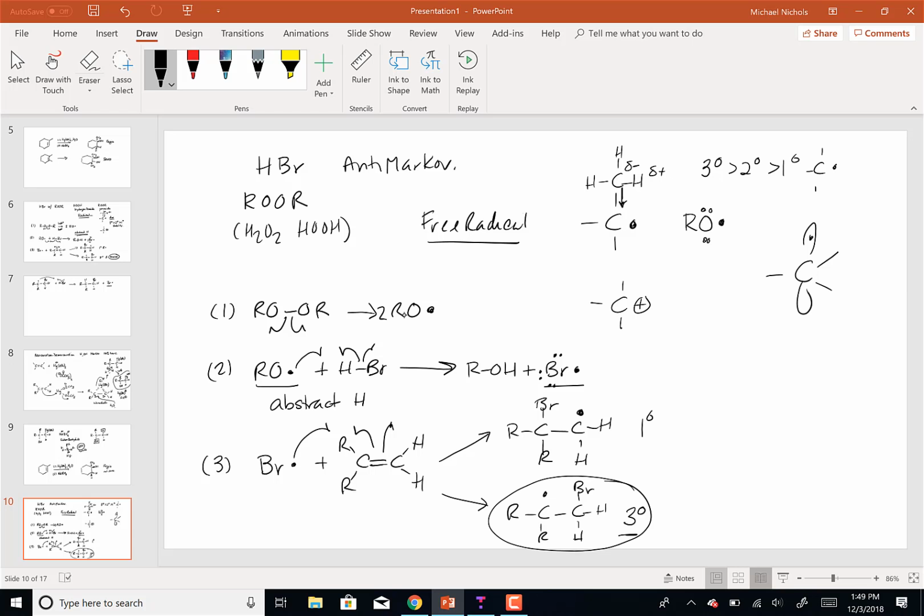So then what happens? Like all good radicals, that C dot wants to abstract the hydrogen, and so it abstracts a hydrogen from another HBr molecule. And so the final product that I make has added HBr across the double bond, but it added the bromine to the carbon with the most hydrogens, and it added the hydrogen to the carbon with the least hydrogens, making that now anti-Markovnikov.